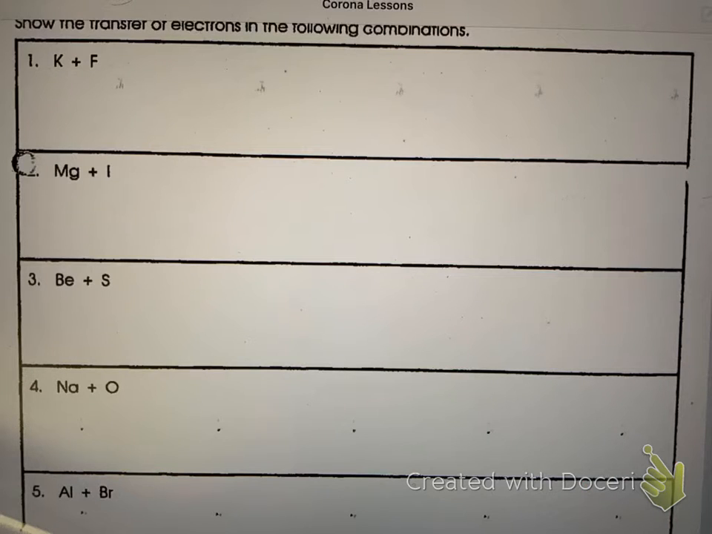So let's take a look at magnesium. We just did magnesium. And with magnesium, we have 2 valence electrons. So I'm going to put my 2 dots there on my Lewis dot structure. And then iodine has 1, 2, 3, 4, 5, 6, 7 valence electrons. Now, magnesium wants to get rid of its electrons. So it's going to give this electron over to iodine. But iodine already has 7 out of the 8, and it won't take 2 electrons.